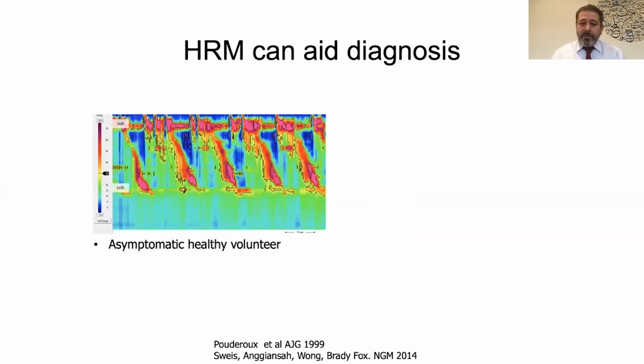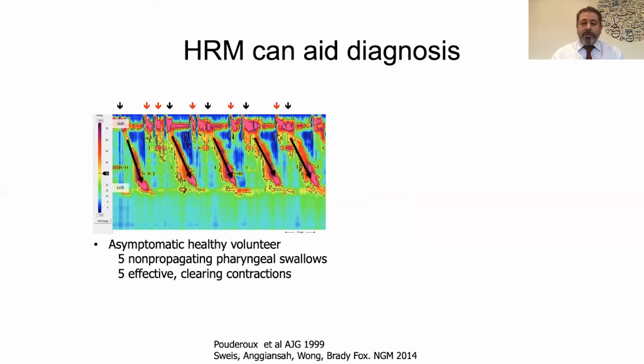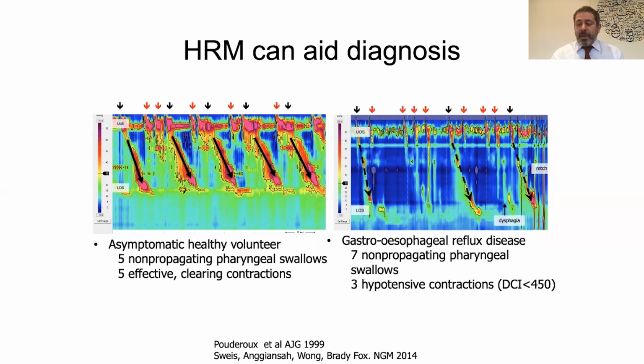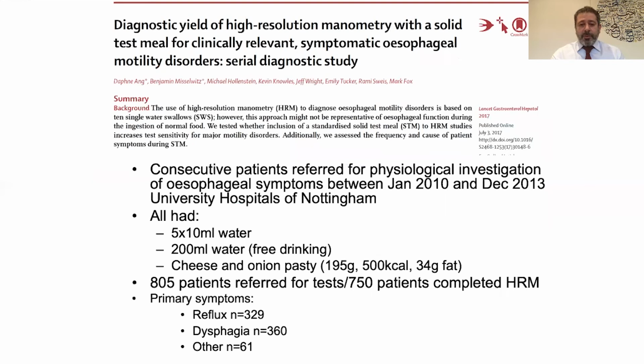And we can see this when we study healthy subjects. We can see that pharyngeal swallows are not uncommonly followed in sequence by a normal clearing contraction. So sometimes there are 2 or 3 pharyngeal swallows before a clearing contraction occurs. And this is normal. Whilst in someone with severe reflux disease, pharyngeal swallows occur in sequence, but then there's nothing that follows them. And when it does, it is hypotensive or fragmented. And it is at that stage that symptoms occur.